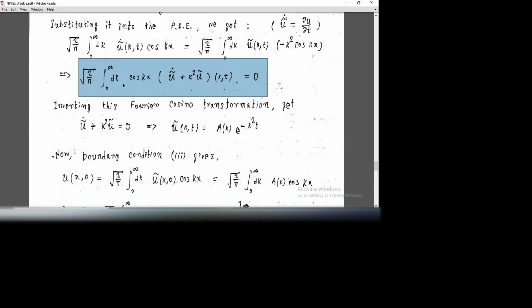What can we say from this equation? This says that the Fourier cosine transformation of the highlighted function is 0. And that means this highlighted function must be 0 itself, because we can of course invert this Fourier transformation and get 0 also.